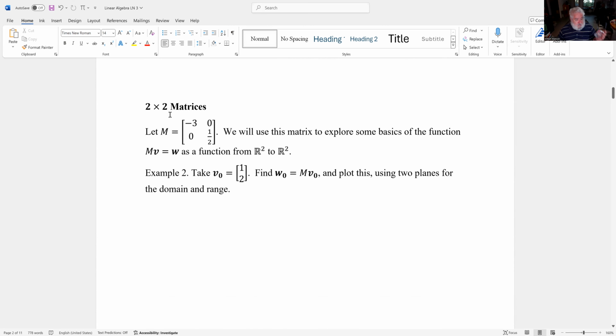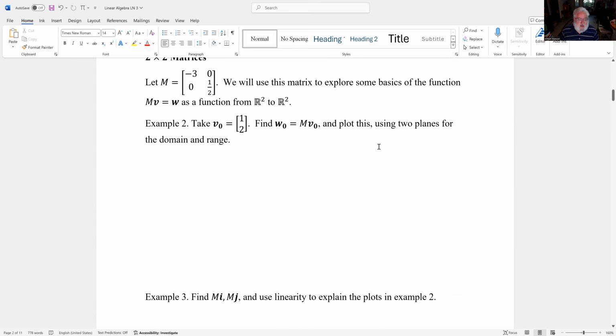So 2x2 matrices. Here's a 2x2 matrix that we'll use to explore some basics of the function. So how do we map this sort of thing? This requires 4 dimensions, 2 for a domain and 2 for a codomain. So what's W? I guess W0 equals M V0. So V0 is this particular vector. So we're going to take the matrix -3, 0, 0, 1/2 times the vector 1, 2, because that's V0. And what do you get?